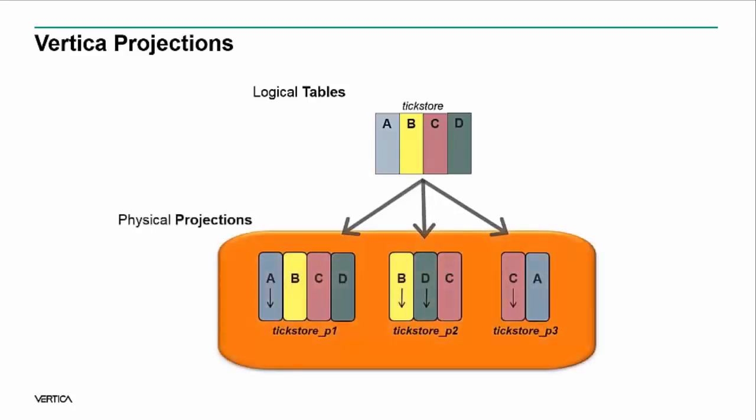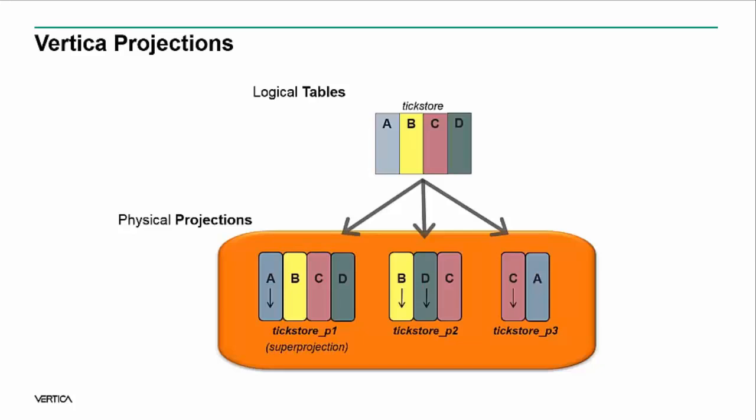We physically store the data in projections, column-oriented structures that are based on the tables. Each projection contains a sorted subset of the rows in your table. There are two basic types of projections. A super projection contains all of the columns in your table. For every table, Vertica creates at least one super projection.